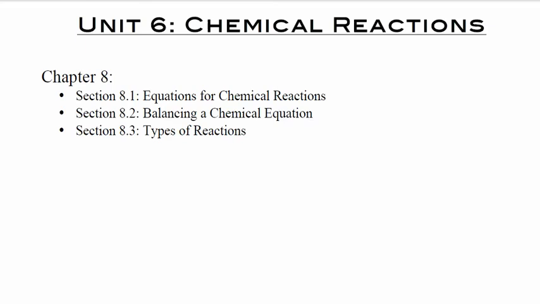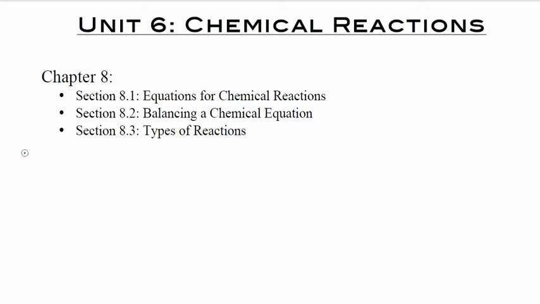This is going to be a review of Unit 6, in which we studied chemical reactions. And if you notice, I'm on the first page of your workbook. There are a couple of things that we studied in this unit. First, we looked at equations for chemical reactions. The next thing that we looked at was balancing these chemical equations, and then finally looking at different types of reactions. So the first thing that I'm going to review with you is the different types of reactions.